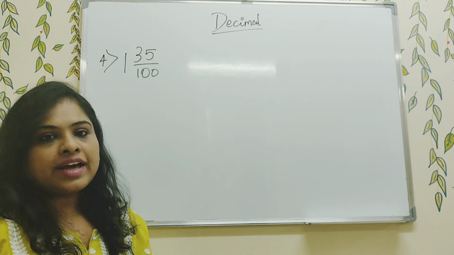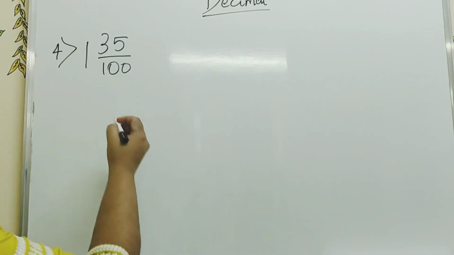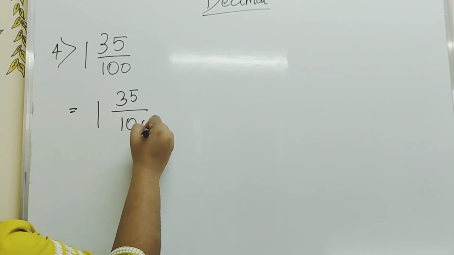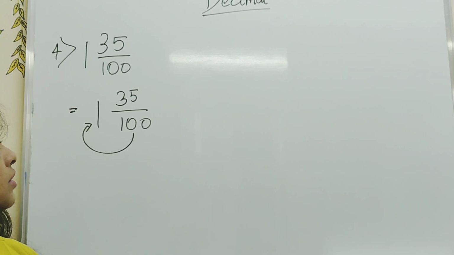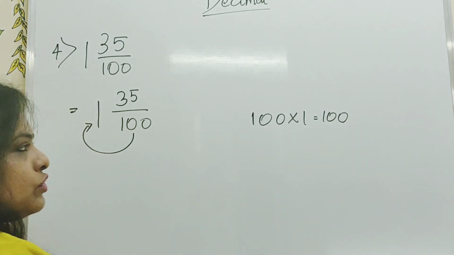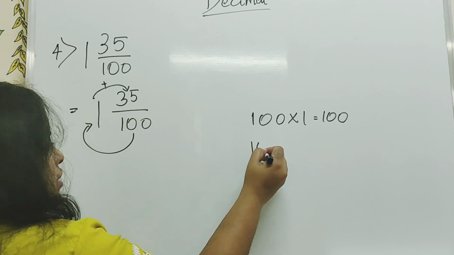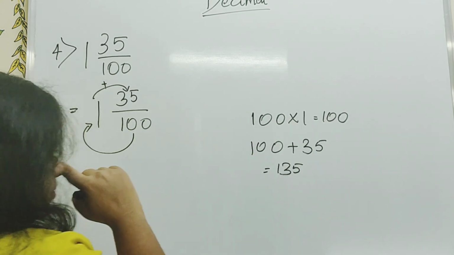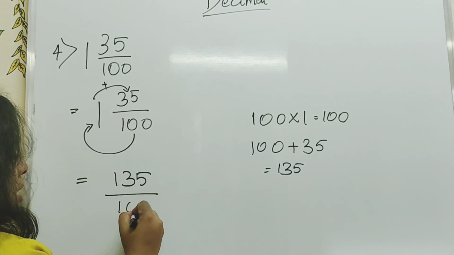Here is another mixed fraction, that is 1 35 by 100. Let's convert it. First let's write the problem as it is. Now when we convert, first the denominator is multiplied by the whole number. So 100 into 1 is 100. Next, with that answer you have to add. So 100 plus 35 is 135. We write it as 135 by 100.